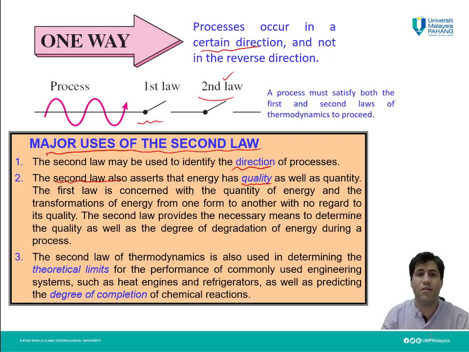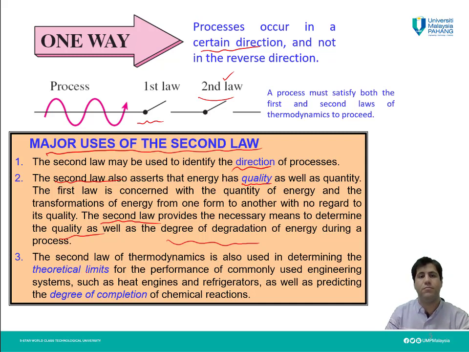And also this second law shows that energy has quality. According to the first law of thermodynamics, you have learned that energy has quantity. We can measure that, and we have checked that energy cannot be destroyed or created. According to the first law, which is conservation of energy, energy can only transfer. According to the second law of thermodynamics, we will discuss the quality of energy as well. The first law is about quantity, and the second law helps us discuss the quality of the process. So the second law provides the necessary means to determine the quality as well as the degree of degradation of energy during a process. Later, we will discuss more about this characteristic of the second law of thermodynamics.